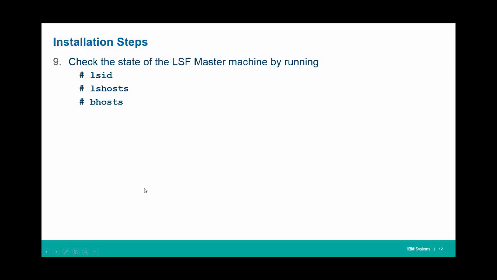Once we've done all that, we can go back to our master host and run lsid, lshosts, and bhosts, and we'll see that the Windows box is added. Once all of the processes are started up, we'll see that the bhosts state says that it's ok and ready to accept work.